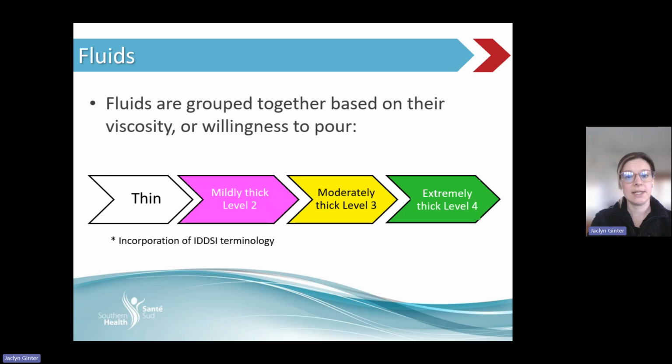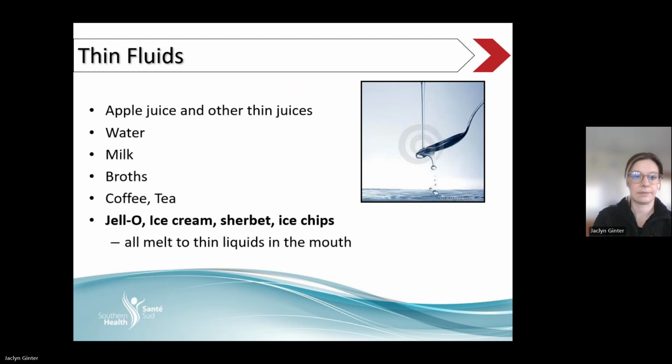We'll talk a little bit about fluids. They're grouped together based on their viscosity or willingness to pour. So again, it goes in a compendium, and we get thicker as we go along: thin, mildly thick level 2, moderately thick level 3, and extremely thick level 4.